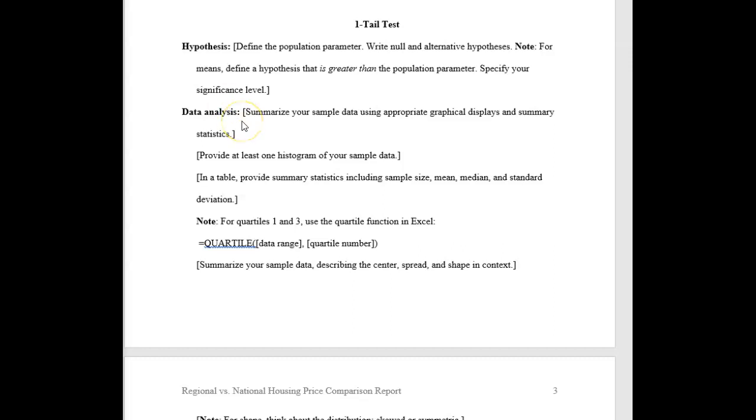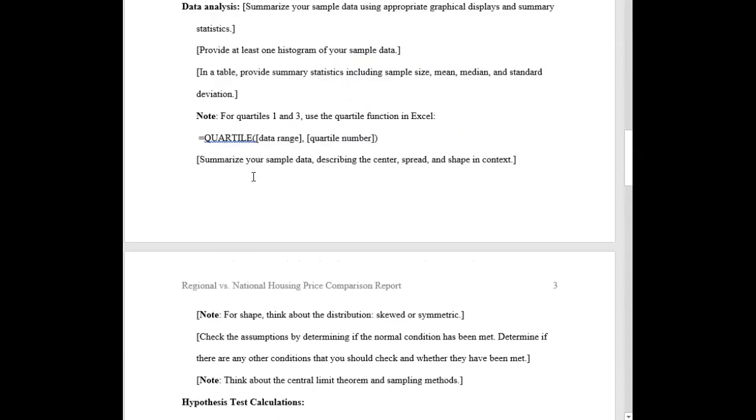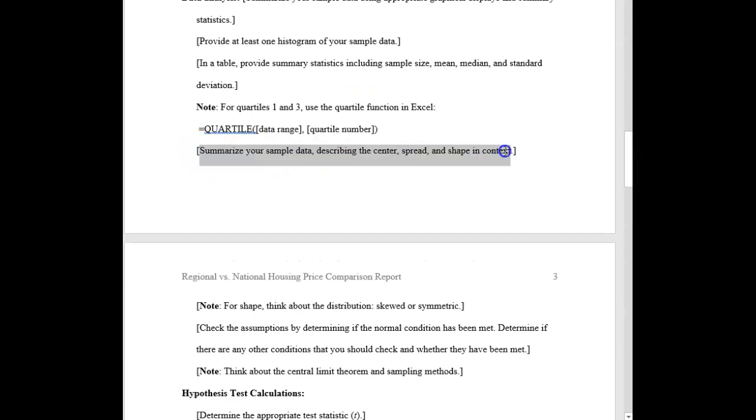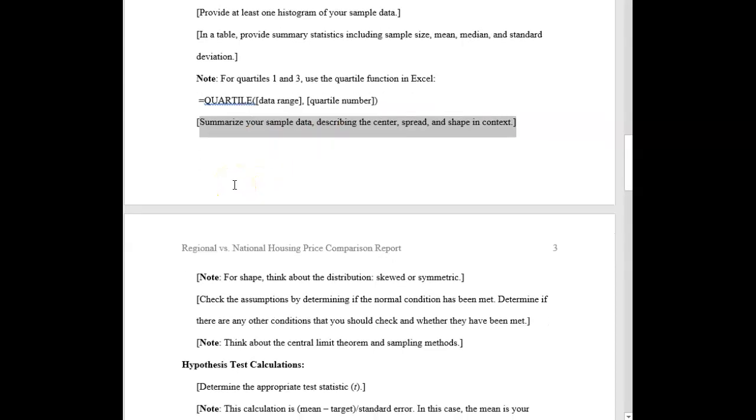So go through the sample data you have here, create at least one histogram, and give the summary statistics listed here, what I'm looking for: mean, median, standard deviation. And then talk a little bit about your data, any information that's given from that histogram, from those summary statistics. Does the data in your region look skewed? Is it symmetric, bell-shaped? What's going on there with your data?